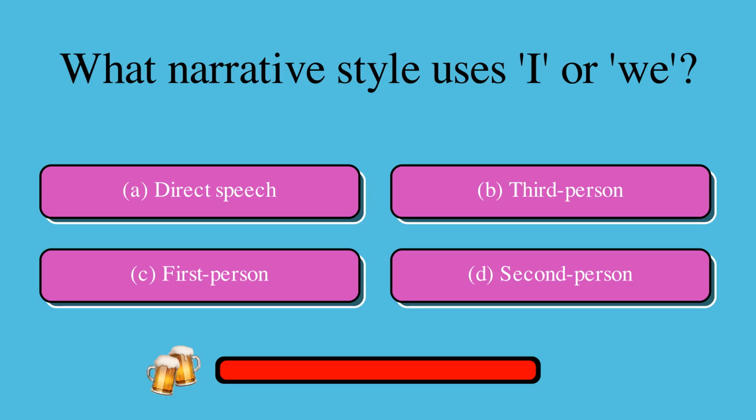What narrative style uses I or we? Is it A, direct speech, B, third person, C, first person, or D, second person? The correct answer is C, first person.